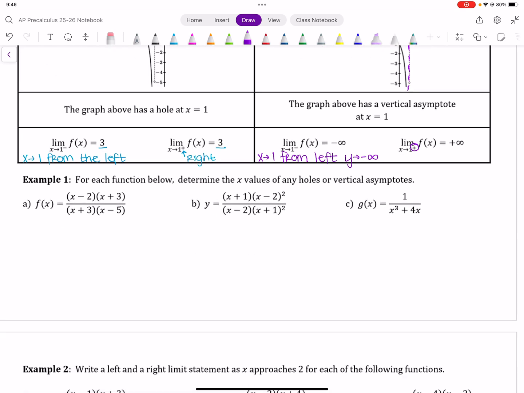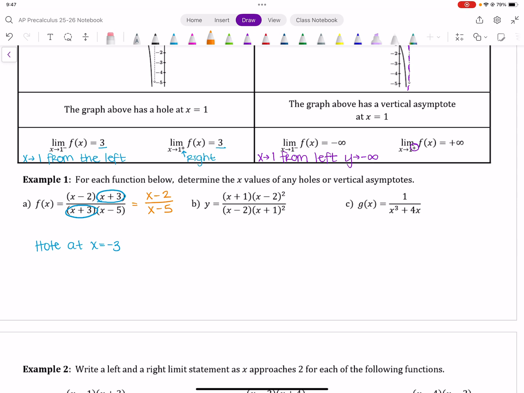So now we have some examples, and we're asked to determine the x values of any holes or vertical asymptotes. So remember, a hole occurs if that factor appears in the numerator and denominator, like x plus 3. So because of that, we have a hole at x equals -3. And when I simplify that function, I get x minus 2 over x minus 5.